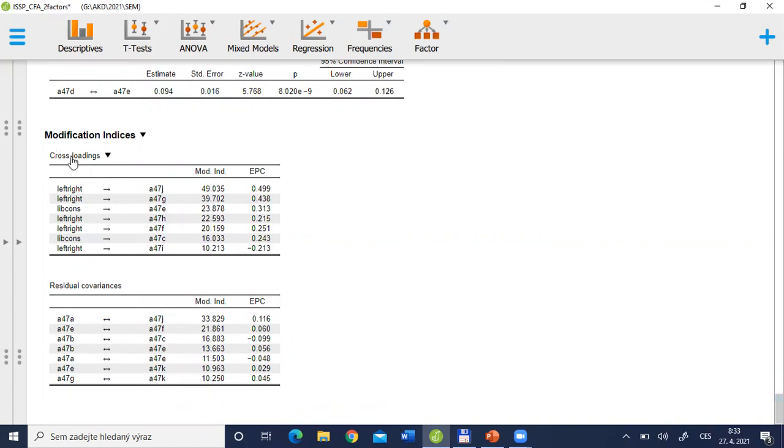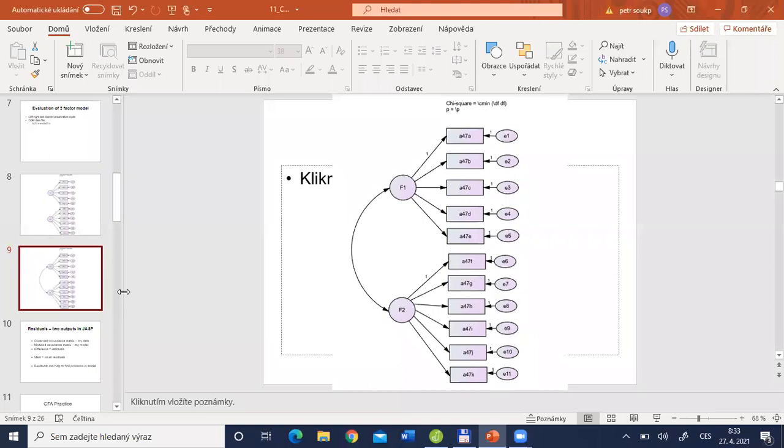There are 2 separated tables. One is called cross-loadings and one is called residual covariances. So it means that current proposal, as we have 2 factors, is saying I can take cross-loading, so it means from factor 1 to the next 6 items, from factor 2 to first 5 items, so these would be cross-loadings, and I can also link these random errors, not only inside one factor, but also across these 2 factors. It could be possible modifications.